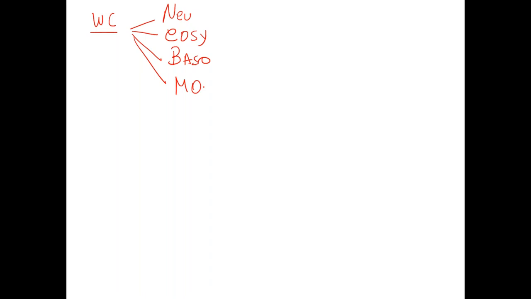All right, so we have the white cells, right? The white cells are composed of neutrophils, eosinophils, basophils. I'm trying to use a mnemonic, but I cannot find it. Basophil. Then we have the monocyte.